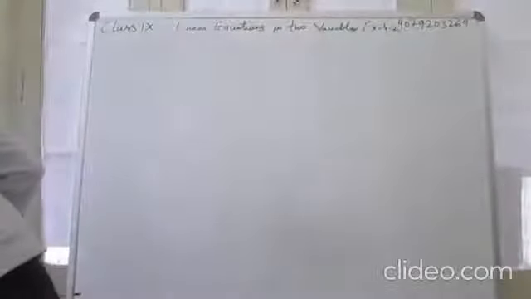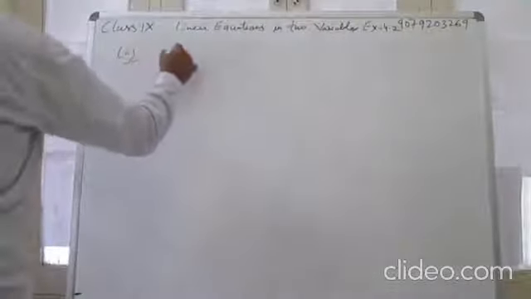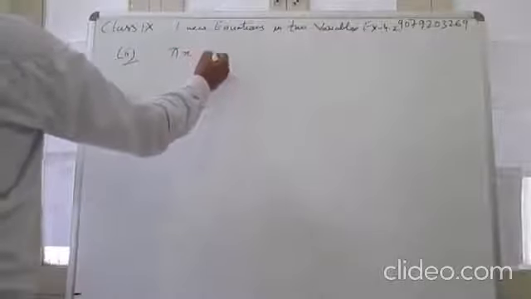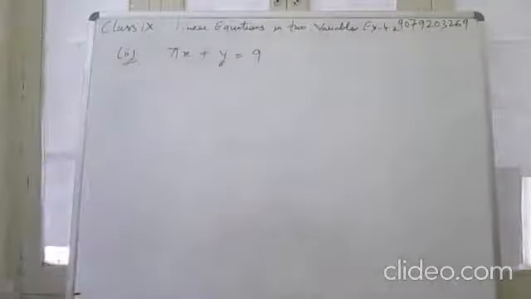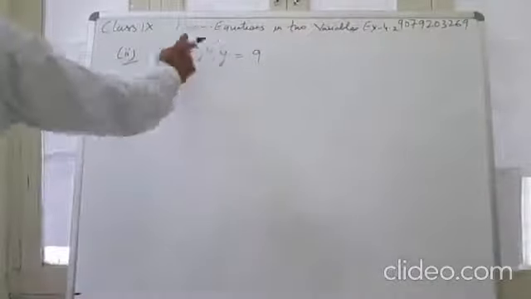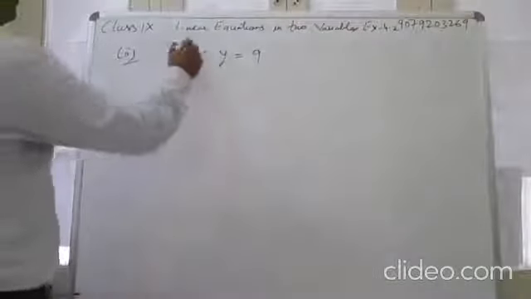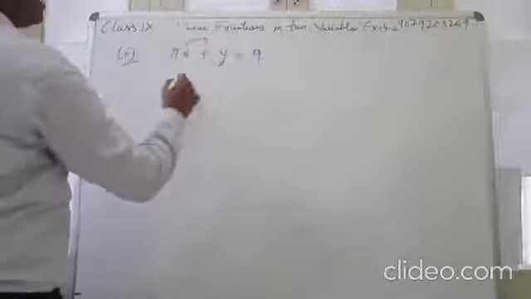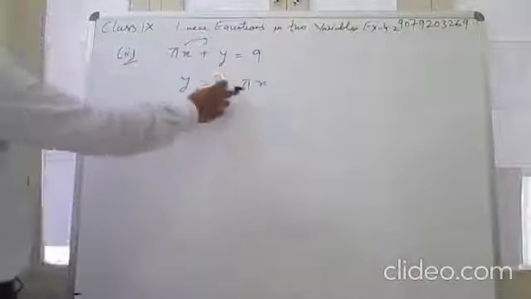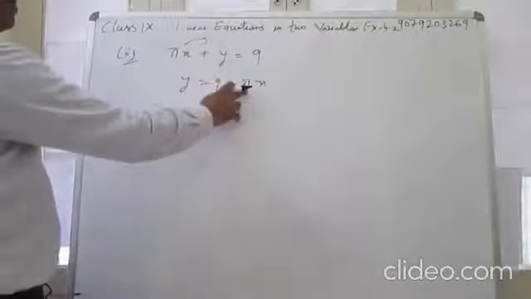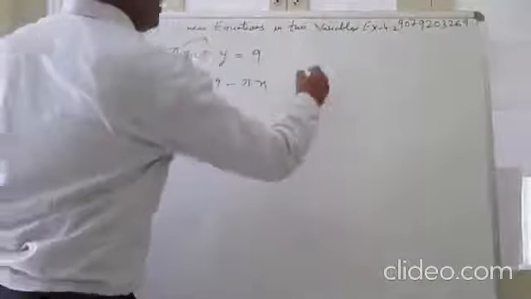Now I will take the second part, that is pi x plus y is equal to 9. Write 4 solutions. So make a table. First you transpose x to that side, so it is easy to calculate. y is equal to 9 minus pi x. Don't write pi as 22 upon 7 or 3.14. Keep it as it is. So make a table.